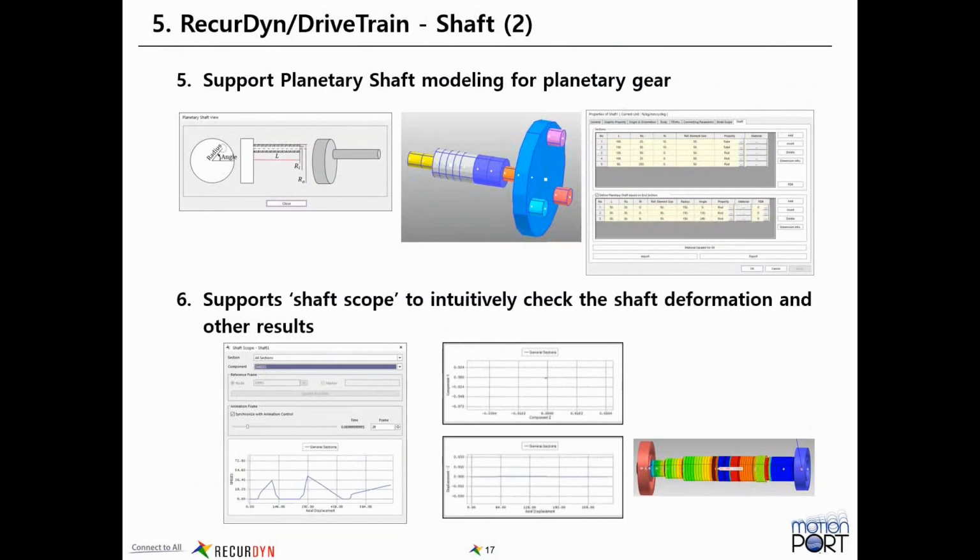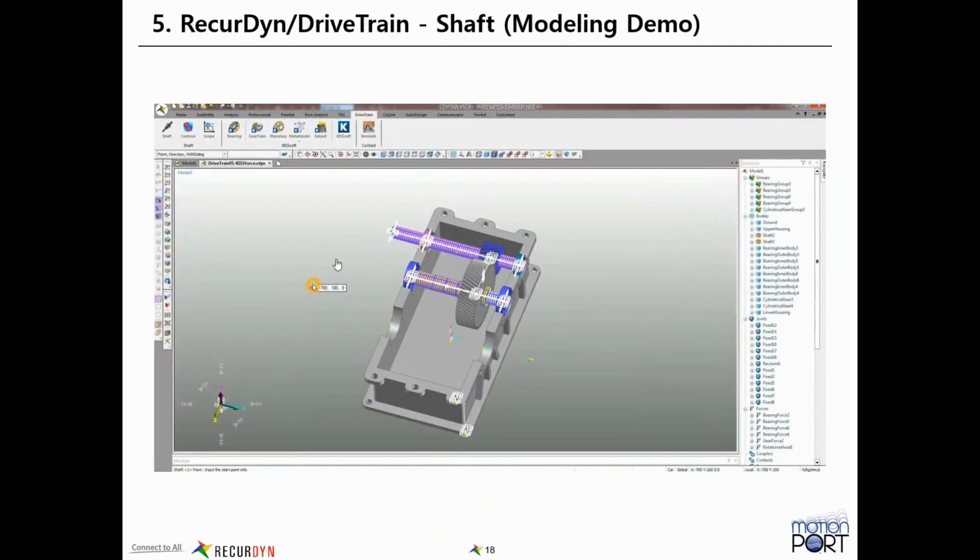So we're still talking about shaft modeling. One thing is that it can support planetary shafts, and there's also what they call a shaft scope, which you can use to check the deformation of the shaft as well as other results. And I'm just going to play a little demo of how you would actually perform some of the modeling tasks for the shaft.